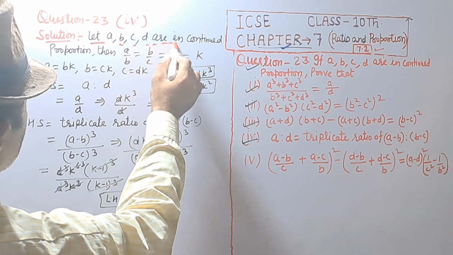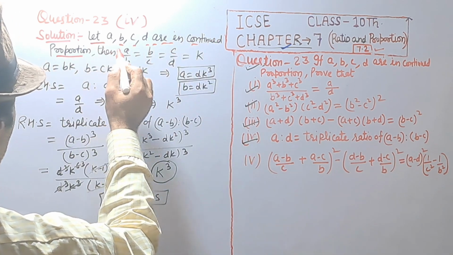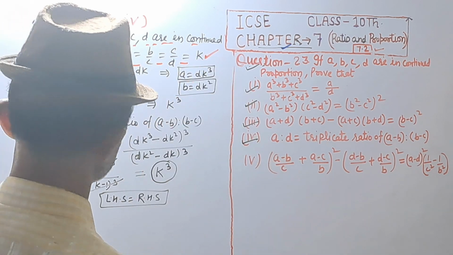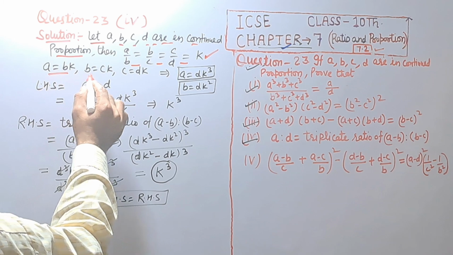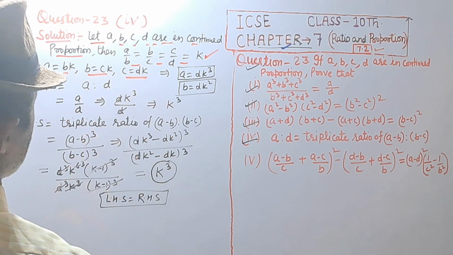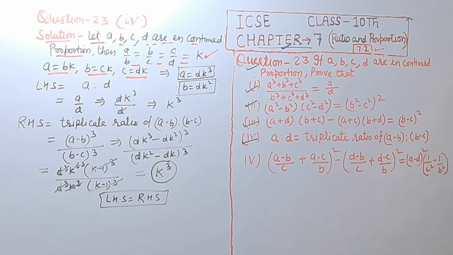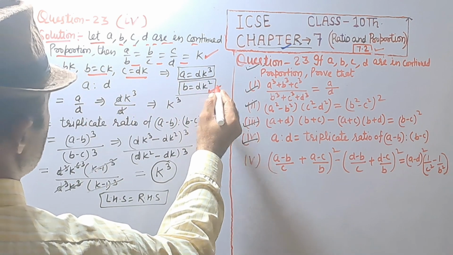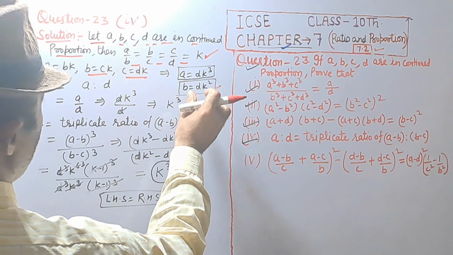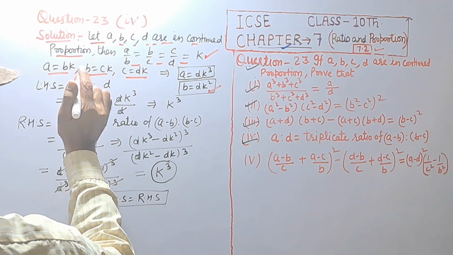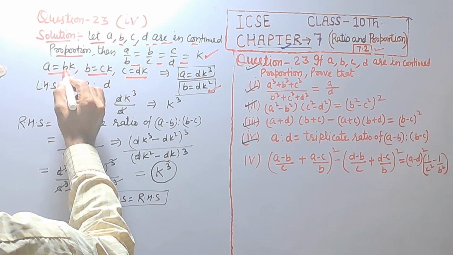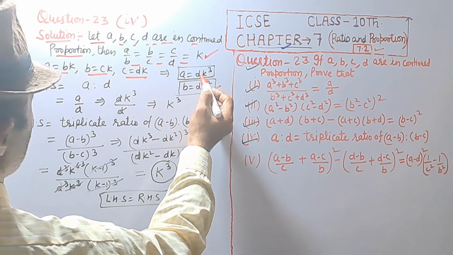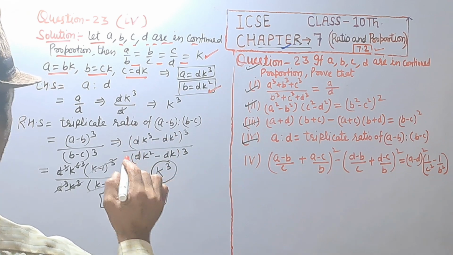Let a, b, c, d are in continued proportion, then a upon b is equal to b upon c is equal to c upon d, that is equal to k. a is equal to bk, b is equal to ck, and c is equal to dk. We are putting c is equal to dk in here, then b is equal to dk raised to power 2. Put in first, then we get the value of a is equal to dk raised to power 2 into k raised to power 1, that is dk raised to power 3.